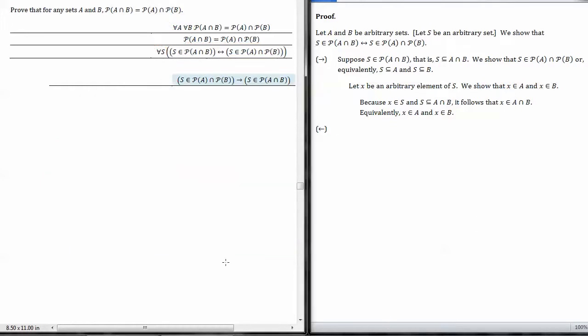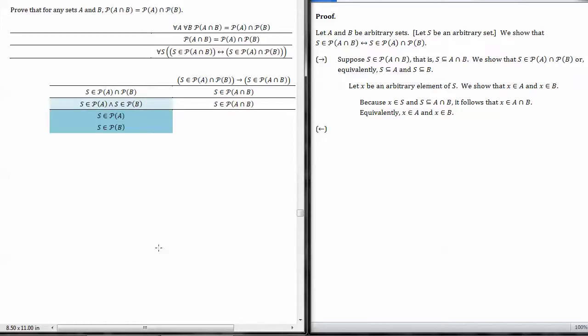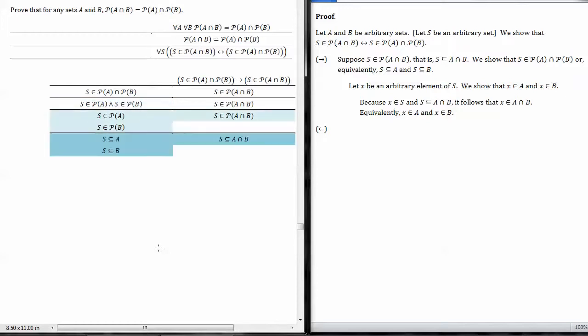Okay. So there's our goal, and we can bring our antecedent over as given, and we have that S is an intersection of two sets, which means that it's in the first one and in the second one. And then we have that S is in a bunch of power sets, and we can break up the conjunction into two statements, and now we can say that being in the power set is the same thing as being a subset of A, B, or A intersect B.